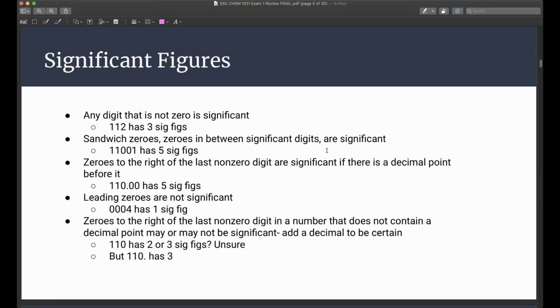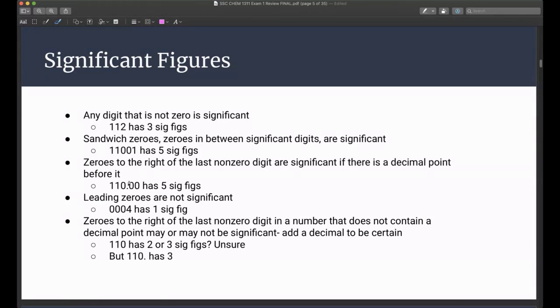So let's go over the basic rules of these sig figs. So any digit that is not 0 is significant usually. So for instance, 112 has 3 sig figs. 1120 would just have 3 sig figs. So sandwich zeros, or as I like to call them, zeros in between significant digits, are significant. So in this example, we have 11001. So this is significant. This is significant. These two zeros are significant because they're in between significant digits, and this one is significant. So therefore, it has 5 sig figs.